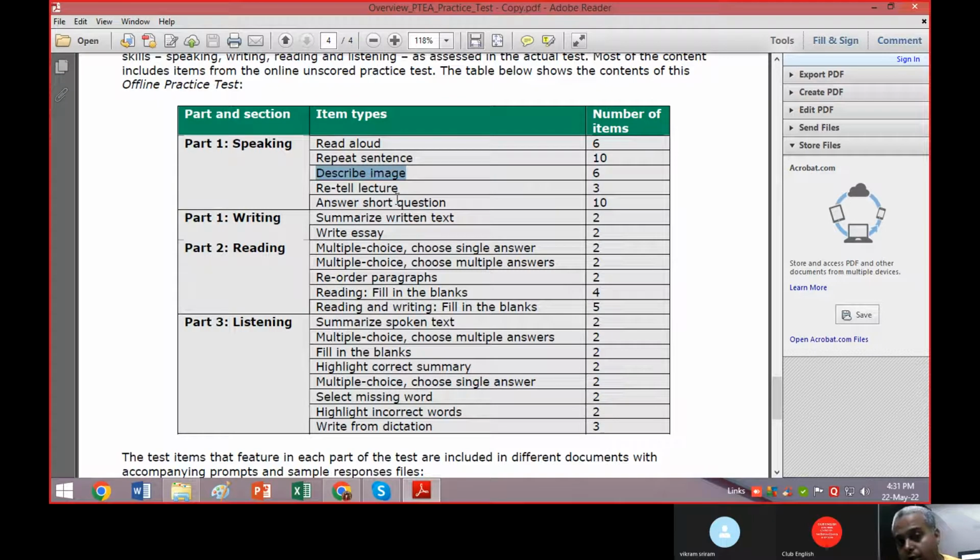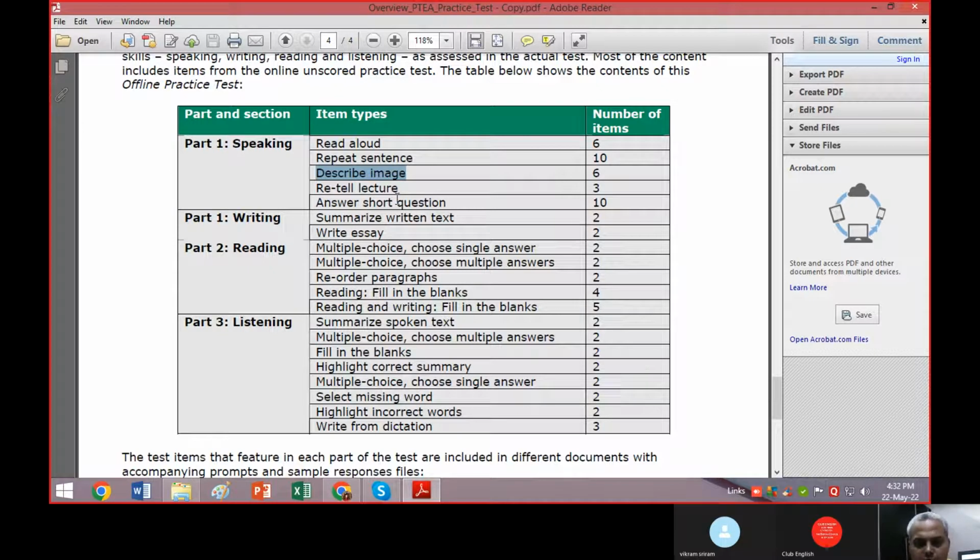How you describe it, how you take the time. There's a particular time to see the image, there's a particular time to speak about it. In all the cases, you will be finding certain timing for seeing the task and for executing it. Okay, so in describe image, there are various types of templates available.